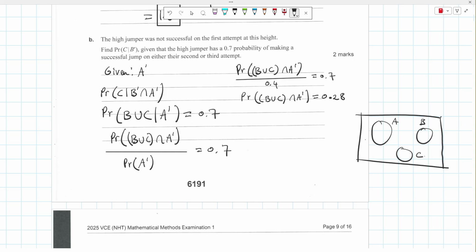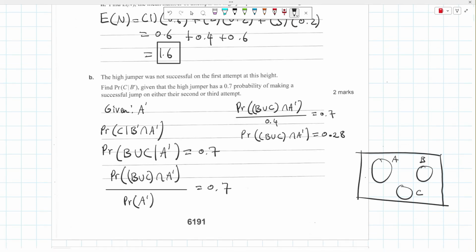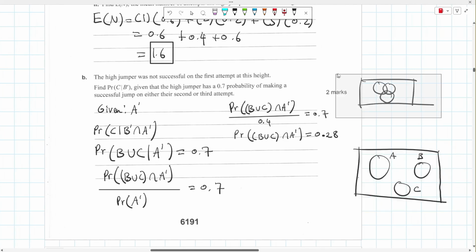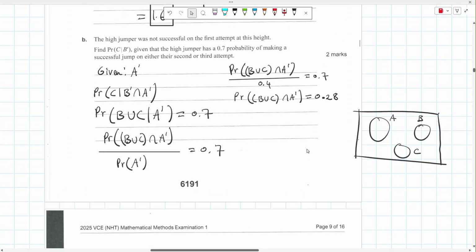Now you might be wondering, hold on a second. There's A, B, and C, but why have I drawn them all disconnected from each other? Usually when you see a Venn diagram, it looks something like this. So why have I drawn it like this? And the answer is because these events cannot occur simultaneously. Let's talk about what I mean by that.